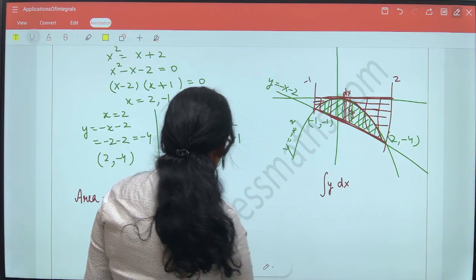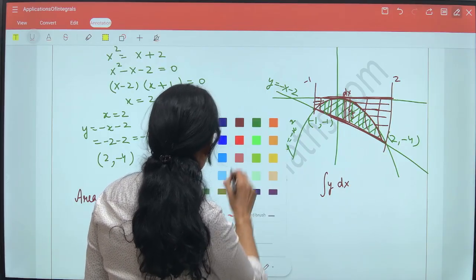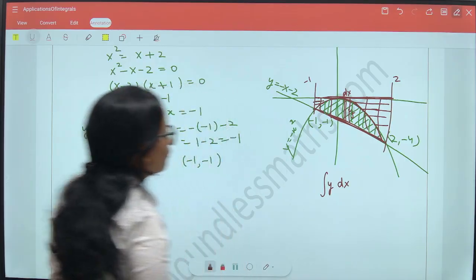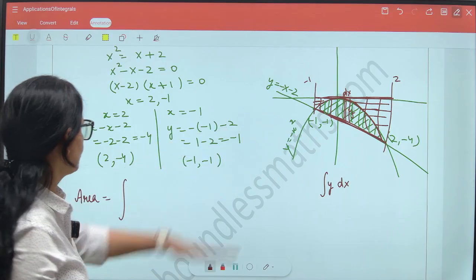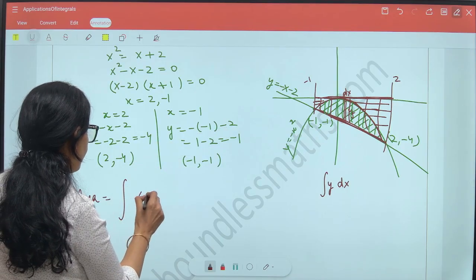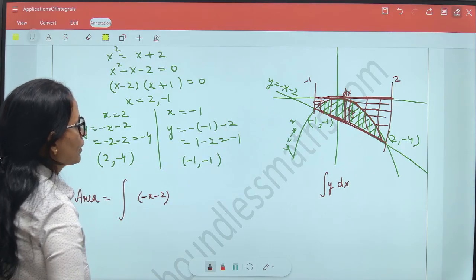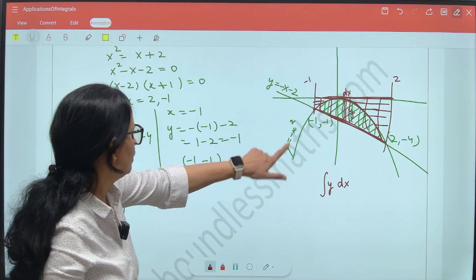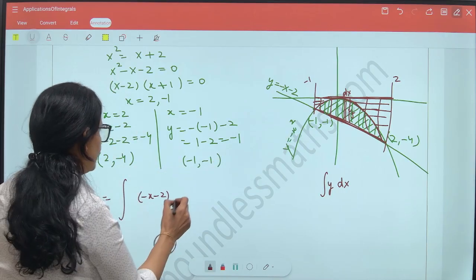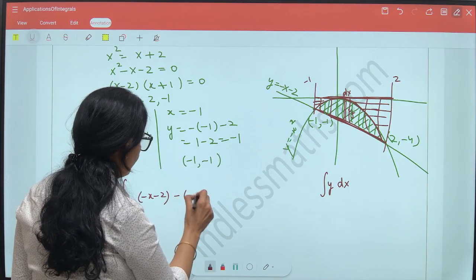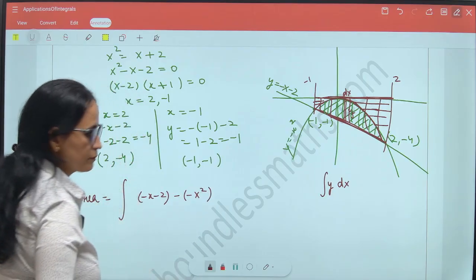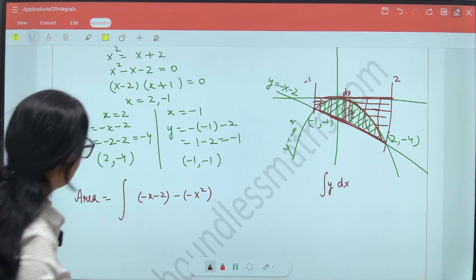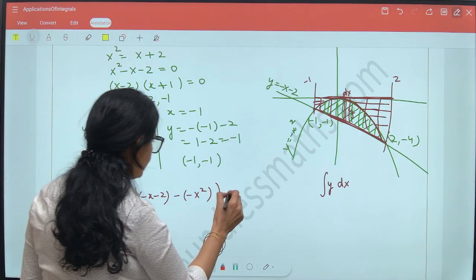Understood? So that means first we need to write y in the form of y, we need to write the equation of the straight line. So it is minus x minus 2. From that, take away the parabola. What is parabola? y is equal to minus x square. So it is minus of minus x square. And you need to integrate this entire thing with respect to dx.